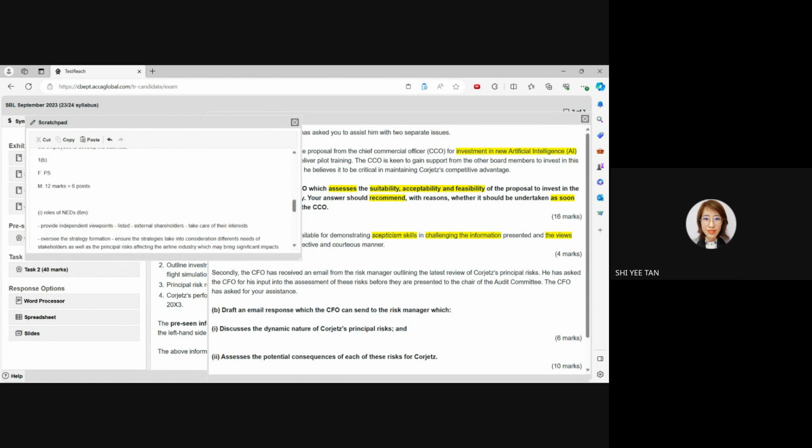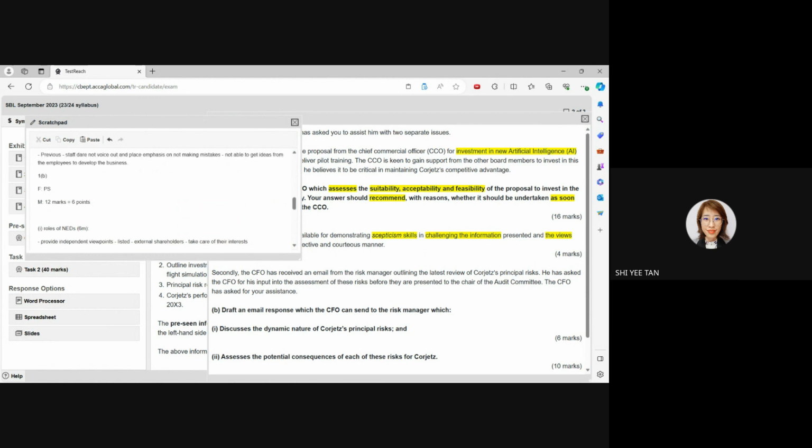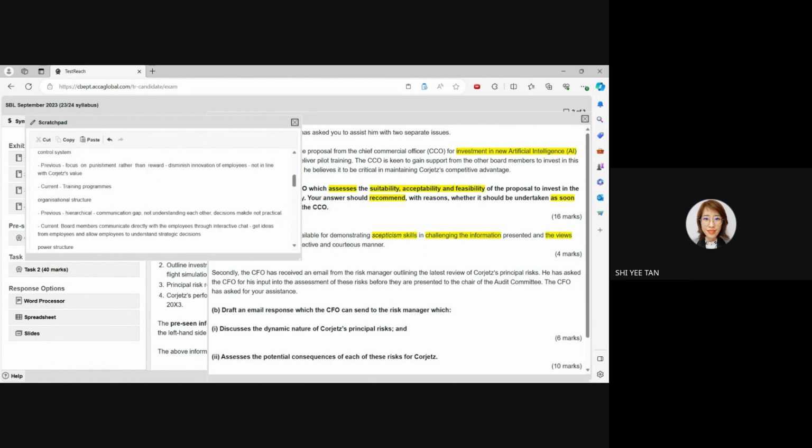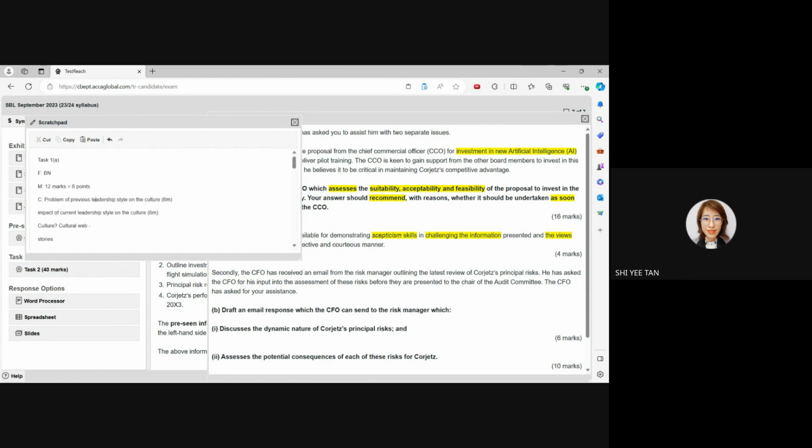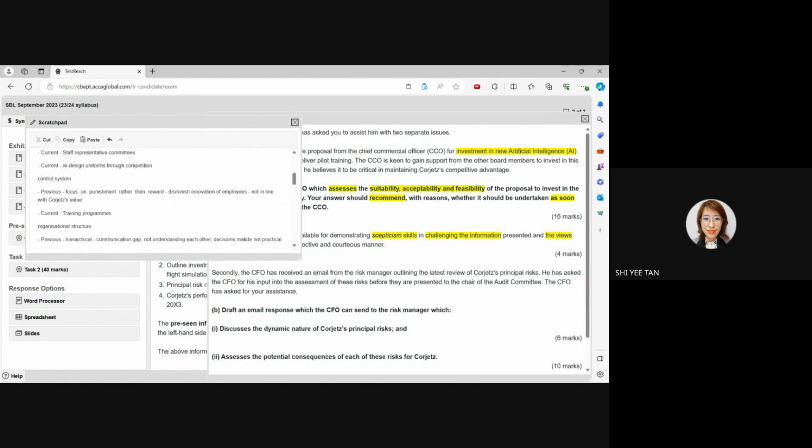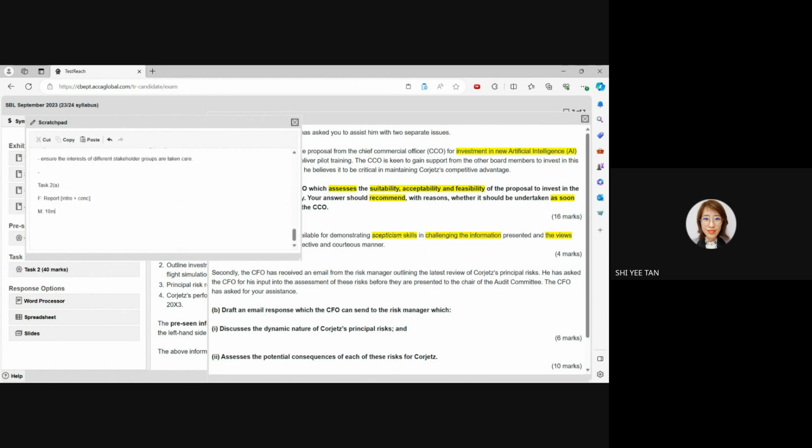Okay, I have to write the points for professional skills also, because later we are going to calculate the time. Remember, time. This one also 4 marks. This one is skepticism. You can write down skepticism to remind yourself that actually you need to question.